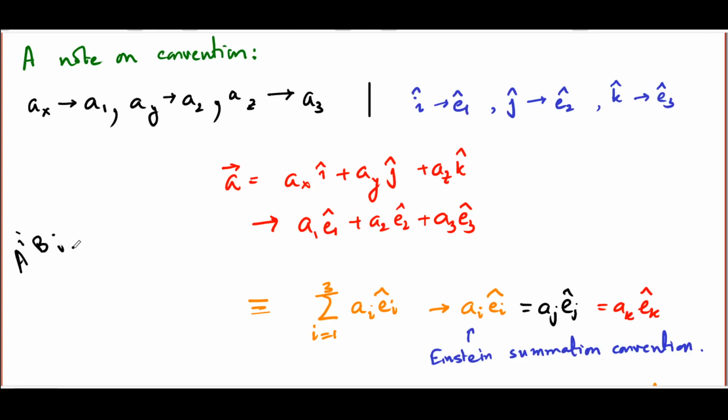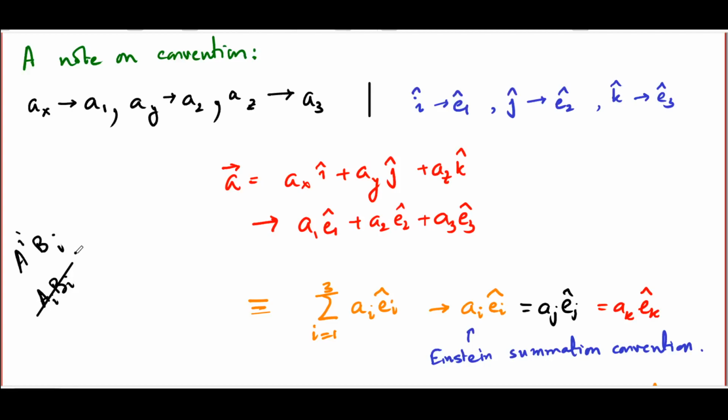Indices which are both in the lower position would not really be. But that was for a more complicated setting. We don't really want to worry about that right now. For us, all indices will be downstairs and the rule will be, if two indices are repeated, they are going to be summed over.